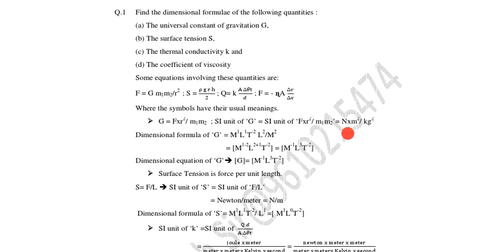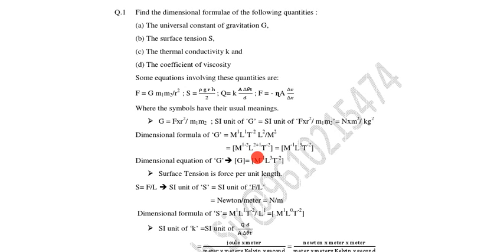Now this is my suggestion: learn or remember the dimensional formula for force, because force will come in a number of formulas of physical quantities. So remember that the dimensional formula of force is M1 L1 T minus 2. You put it directly here. Newton is the SI unit of force, so put the dimensional formula for force, M1 L1 T minus 2. Meter is the SI unit of length, so put L here, L raised to power 2, and for kilogram, the SI unit of mass, you put M raised to power 2.